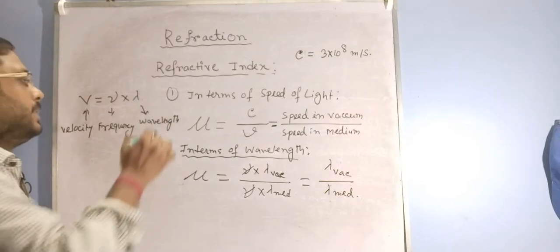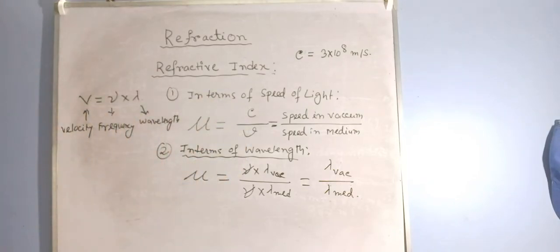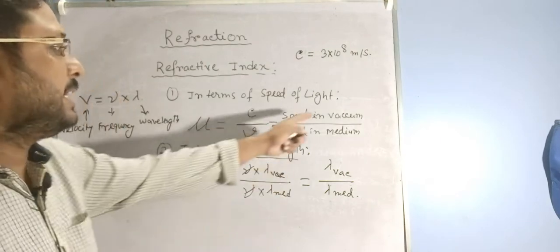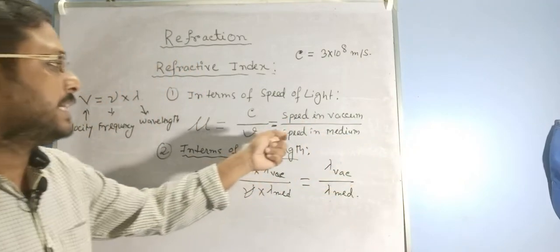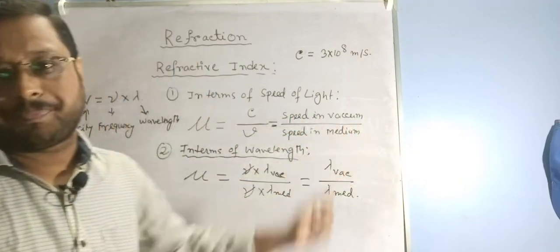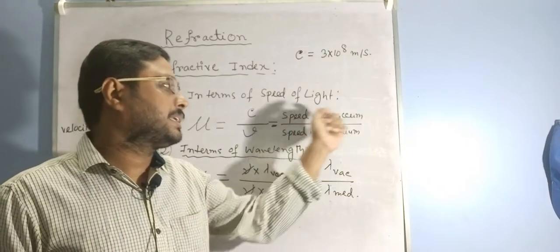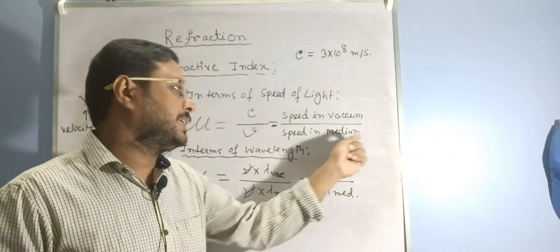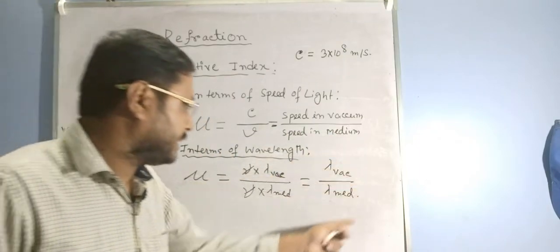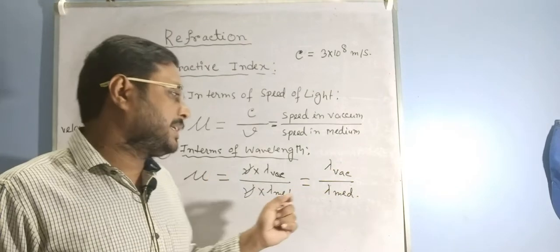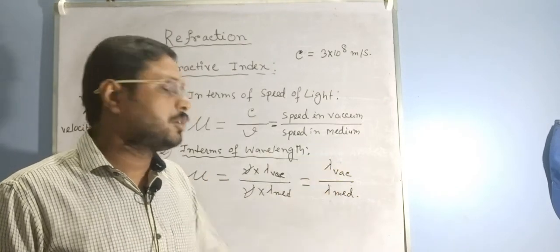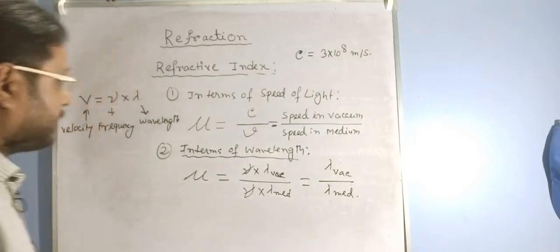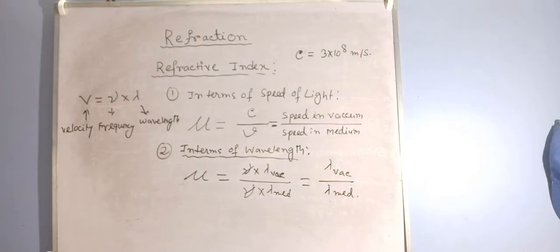This is the definition of refractive index. If we write in letter, we can write that the refractive index is defined as the ratio of speed of light in vacuum to its speed in that medium. And in terms of wavelength, the refractive index is the ratio of wavelength of light in vacuum to its wavelength in that medium. This is the most important relation to solve numericals.